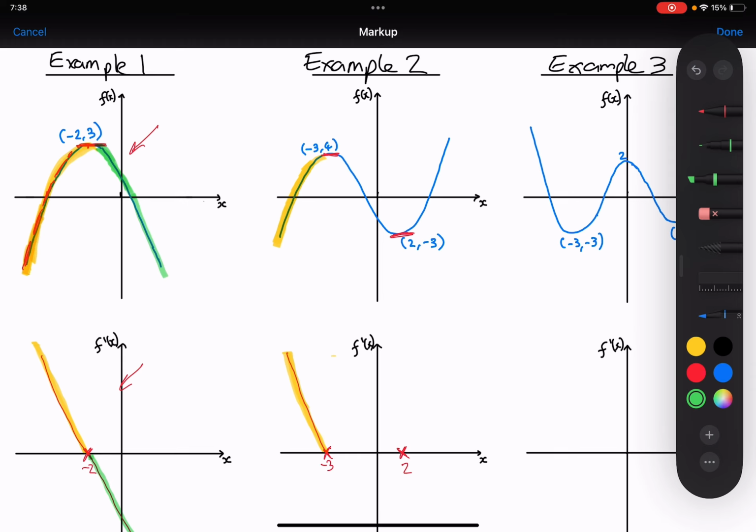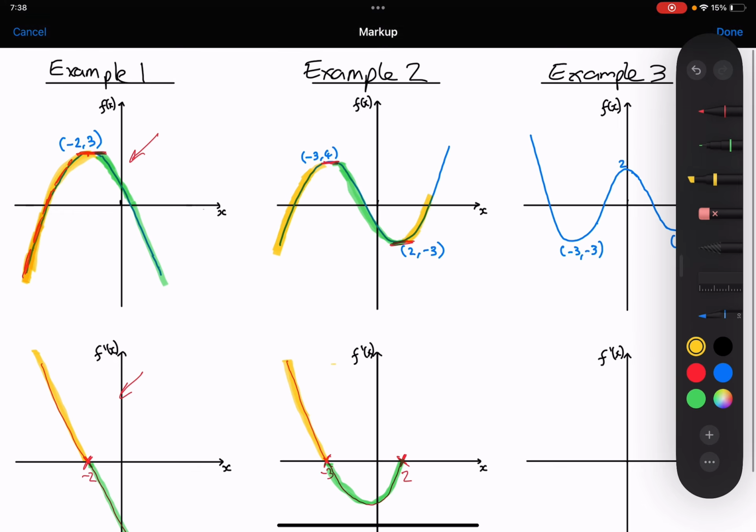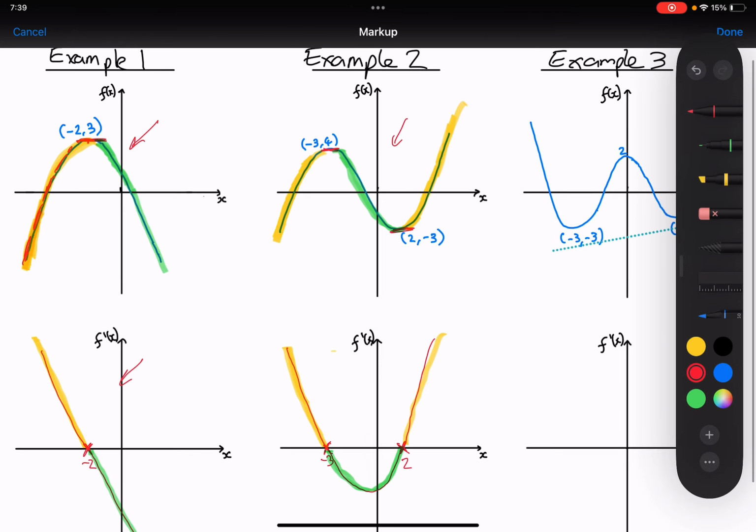In between the two stationary points, the gradient was negative. So on my gradient function, I need to show that the gradient is going to be negative in between those two stationary points. And then after the second stationary point, the gradient is positive again. So my gradient function should be positive again. Again, talking about the shapes of these graphs, this looks a little bit like a cubic. This looks a little bit like a quadratic, which should make sense because when you differentiate a cubic, you should get a quadratic.